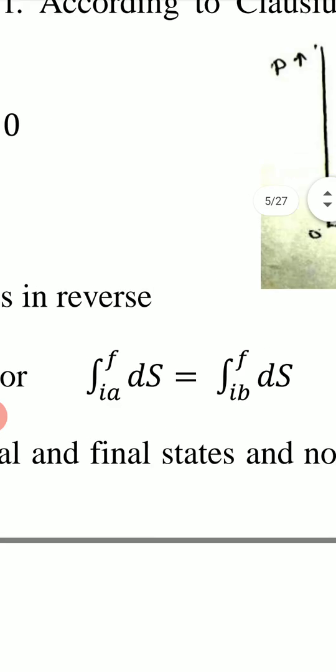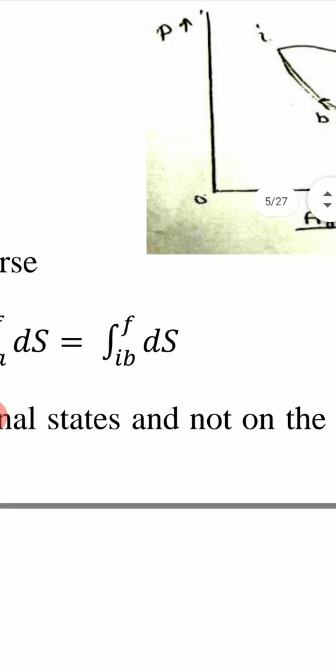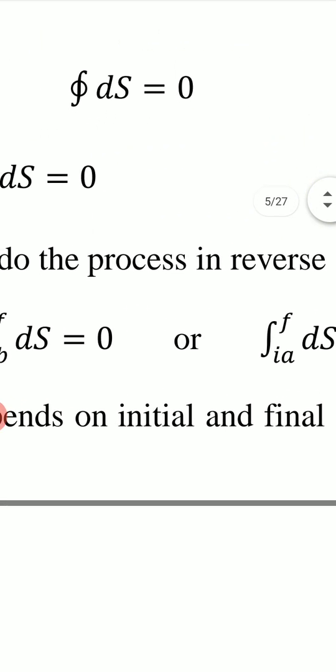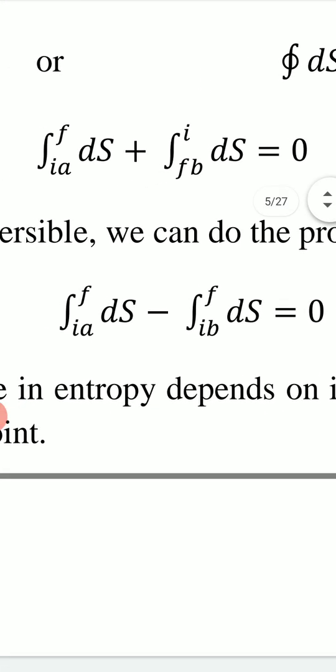Now this closed cycle we can divide it into two parts. First is IAF and then FBI. So we can divide this integral for closed cycle into two parts. First one is from I to F, and here A is written for path A.